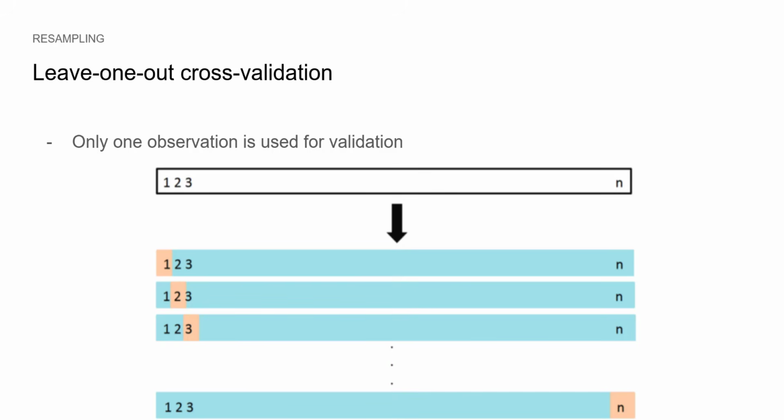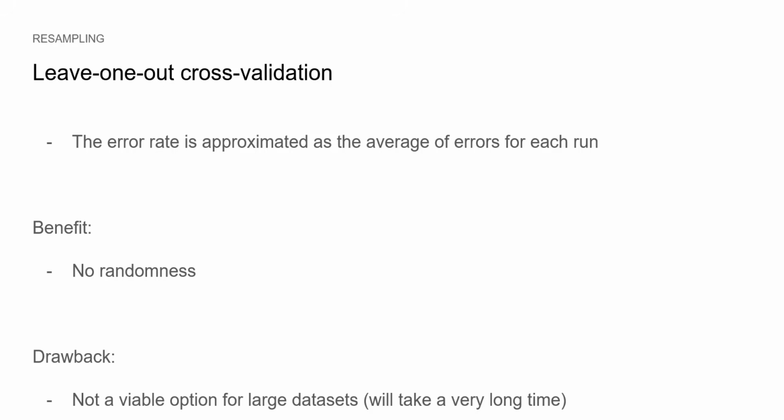So instead we could use leave one out cross-validation, or LOOCV. In this method, only one data point, in orange, is used for validation, and the rest is used for training. You repeat the process for as many times as you have data points, so in this case, n times. The error rate is approximated as the mean of errors for each run. Now, this method has the benefit of having no randomness, but it's not a viable option for very large datasets.